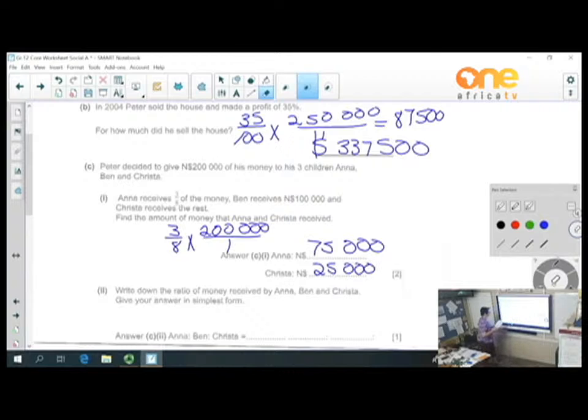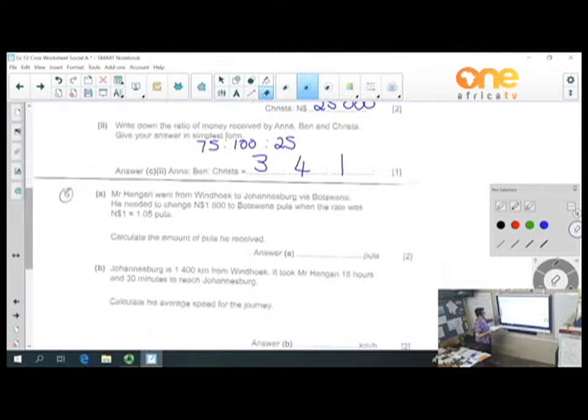Write down the ratio of money received by Anna, Ben, and Krista. Give your answer in its simplest form. So if I compare it now, Anna got 75,000. I'm going to cancel the zeros immediately. Ben gets 100,000 and Krista gets 25,000. So I've cancelled the zeros and now I have to find the highest common factor that can divide into each one there, which will obviously be 25. So if I divide 25 in there, it's 3 to 4 to 1. That is what that one is.